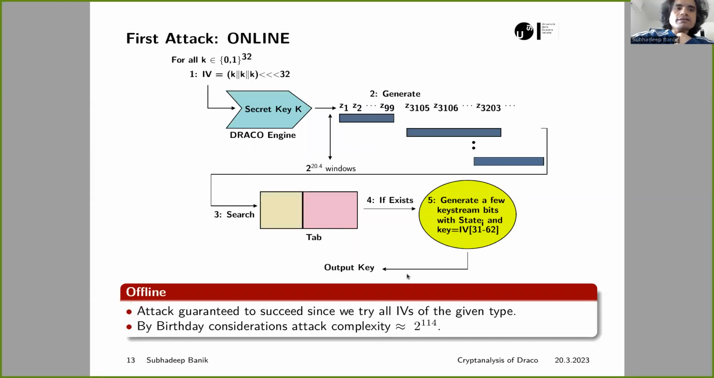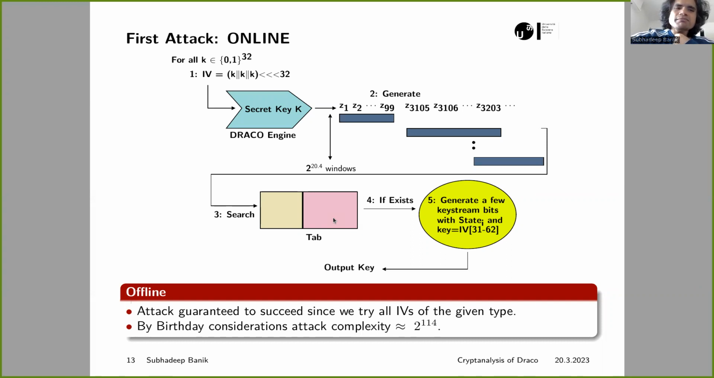Now, in the online stage, we query key stream bits for all IVs of this required form. And we take, for all i that are 1 mod 3104, these 99-bit keystream windows and try to see if they are already present in this table or not. So if we find a match, we generate a few more keystream bits and check if the extracted keystream bits and the generated keystream bits match. If no, we can simply reject this candidate and move to the next keystream window. However, if yes, then we can output the secret key.